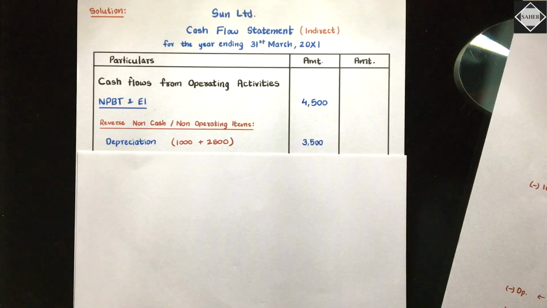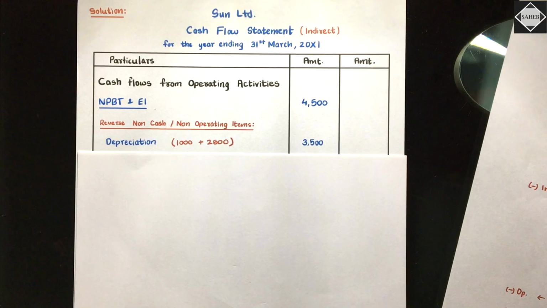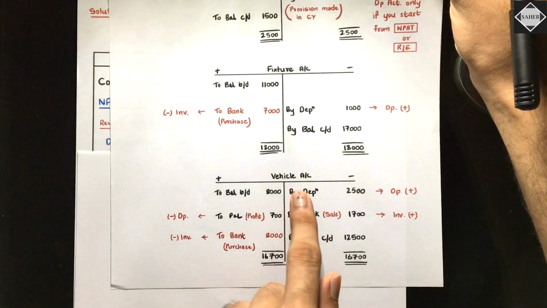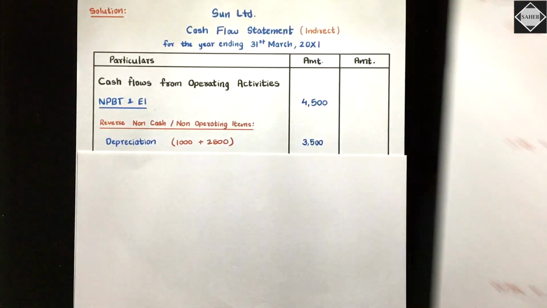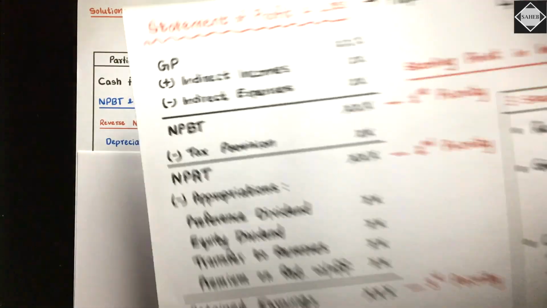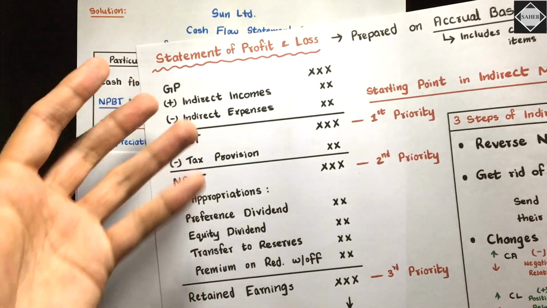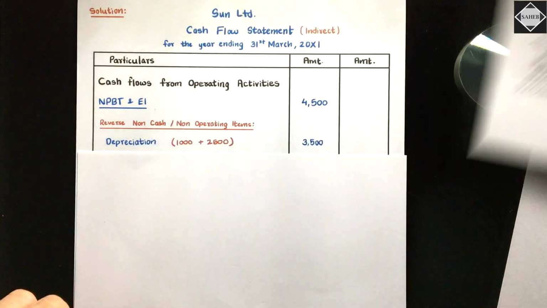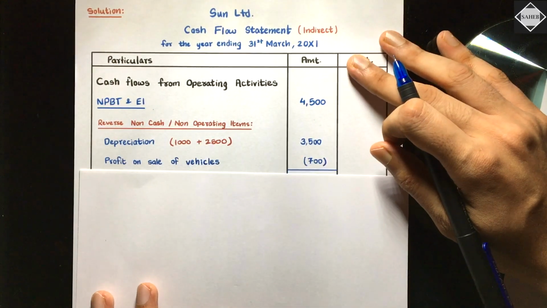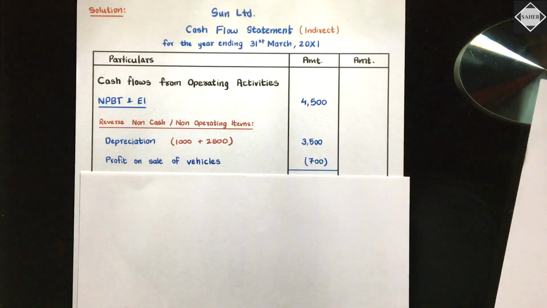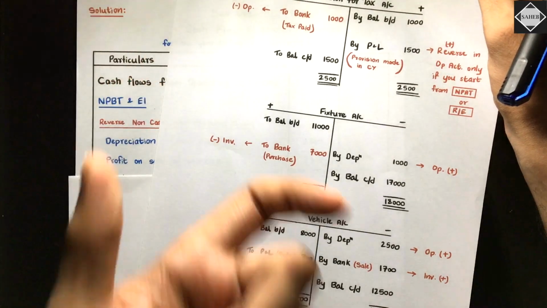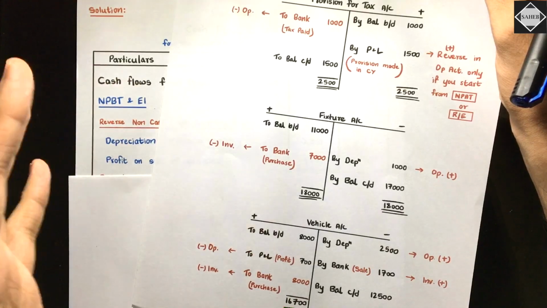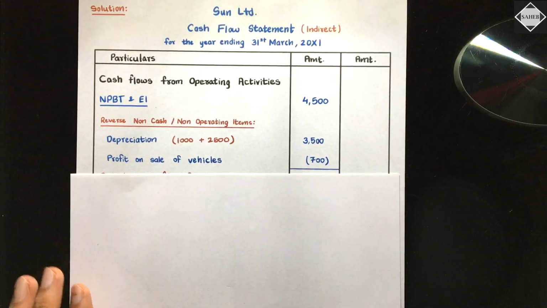Okay, fine. Next, what else is there? See, if you see in the vehicle account, we have profit on sale of vehicle, right? So profit on sale is an indirect income. In the P&L, it has been added. So we have to reverse this. Reverse means you have to subtract, okay? In the cash flow statement, you have to subtract. So profit on sale of vehicles, 700, you will subtract. Is it clear? Here you have profit on sale 700. This was added in the statement of P&L as an indirect income. But now in cash flow statement, you are reversing this. So you have to subtract. Is it clear? Simple and straightforward.